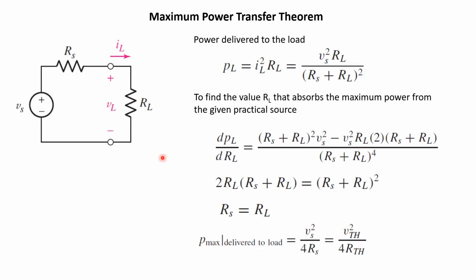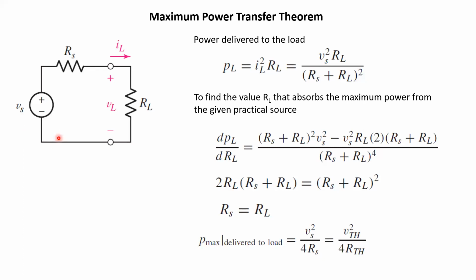Normally the maximum power transfer theorem is applicable for practical sources. Here I have just considered the DC source, this DC circuit. Basically, if we consider any DC voltage source to be an ideal voltage source, in that case there will be no internal resistance offered by this ideal voltage source. So that time this internal resistance you can consider to be equal to 0.